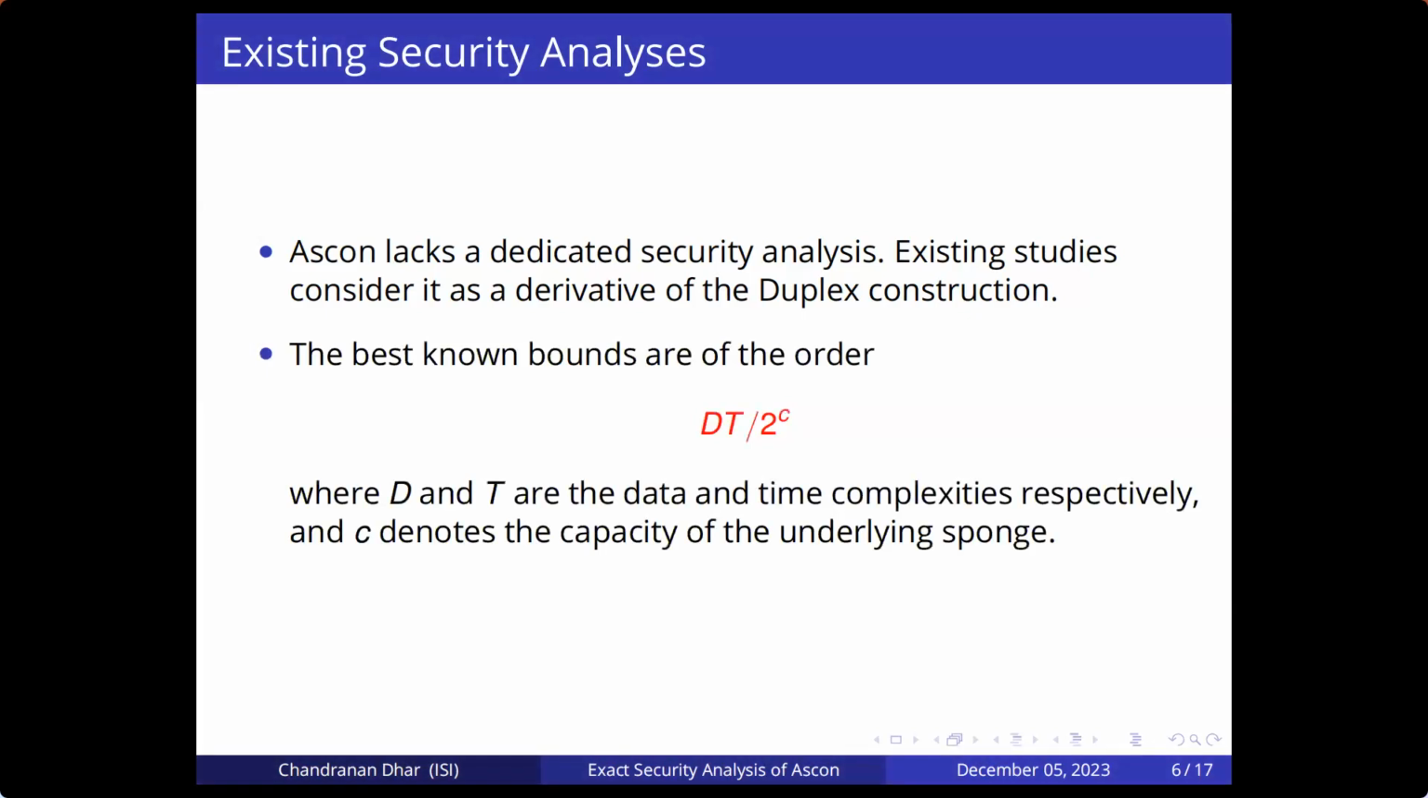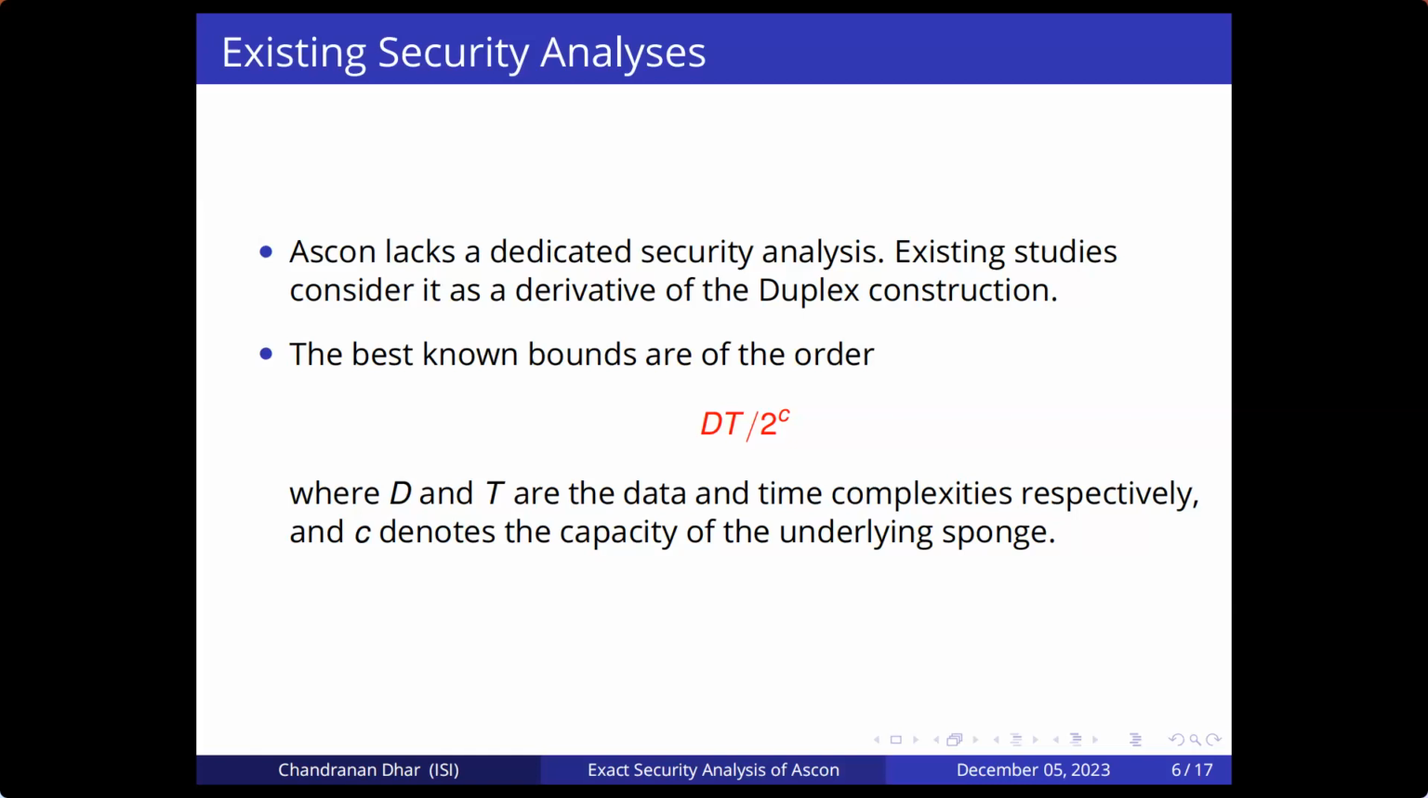The existing bounds on duplex are of the order DT by 2 to the c, where D and T are the data and time complexities, and c denotes the capacity of the underlying sponge function. Actually, D here is not the full data complexity. You can take D to be the number of decryption queries, but in the worst case setting, the decryption queries can be one block, and then it can be the full data complexity order-wise.